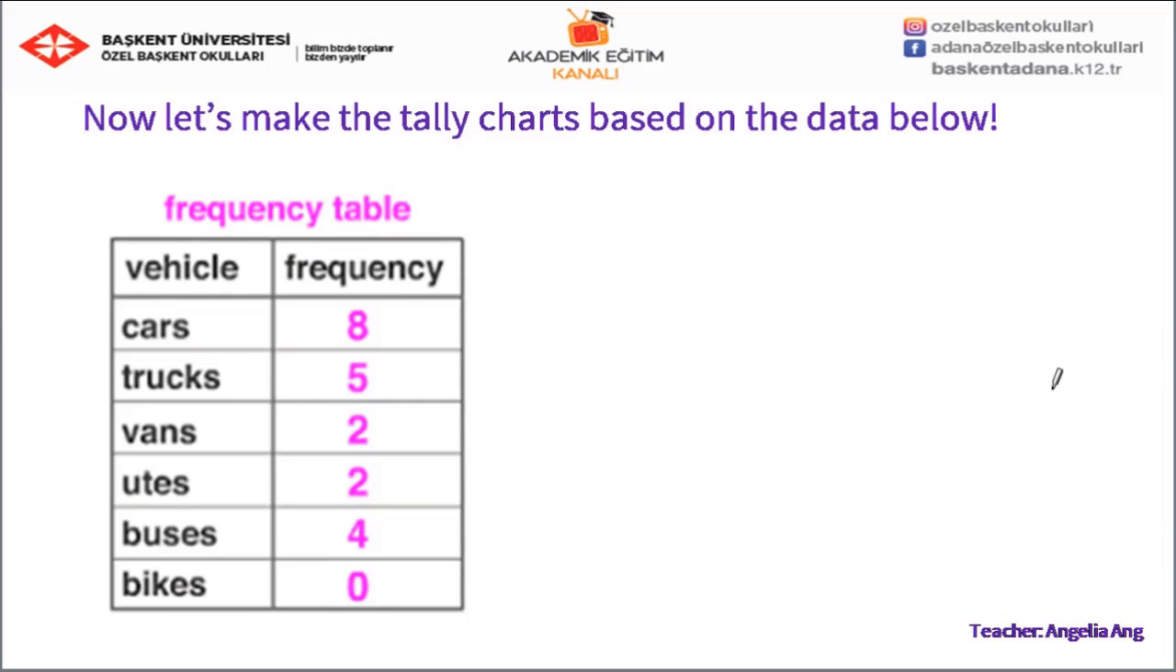Now let's make the tally chart based on the data below. These are the vehicles and these are the frequency. Let's do the one for cars. There are 8 cars. So let's do it like this. 5 and 3 equals 8.